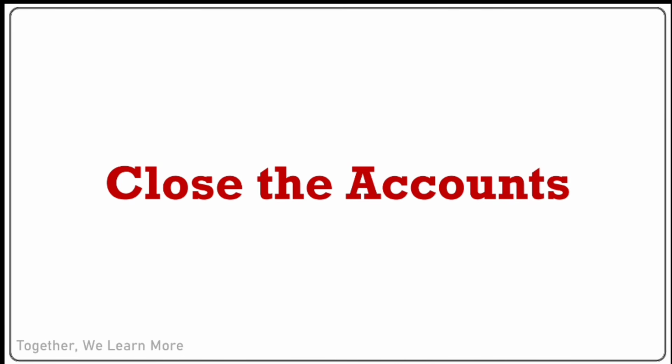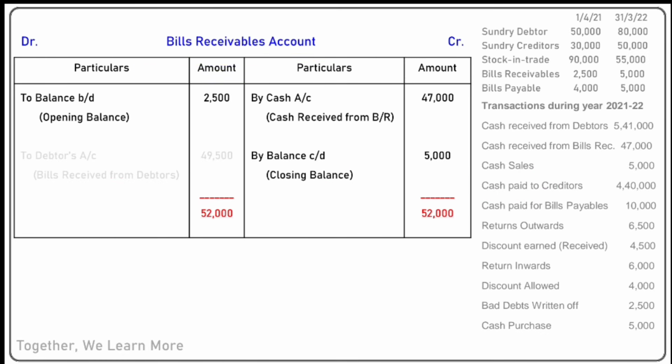After transferring, we have to close the account. So let's close first bills receivables account. So 47 plus 5, 52,000 minus 2,500 will get balance of 49,500, that is bills received from debtors, that is transferred to debtors account.